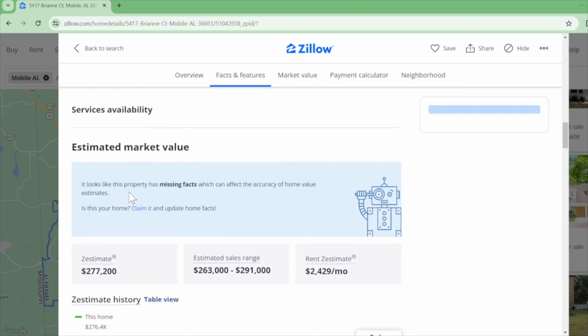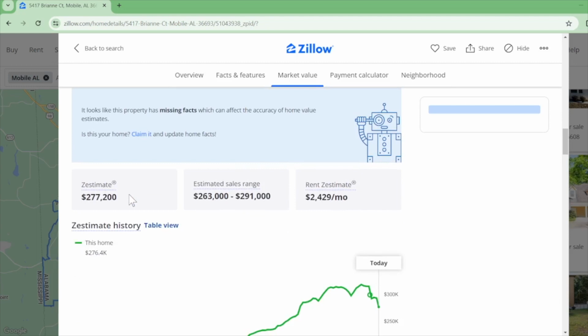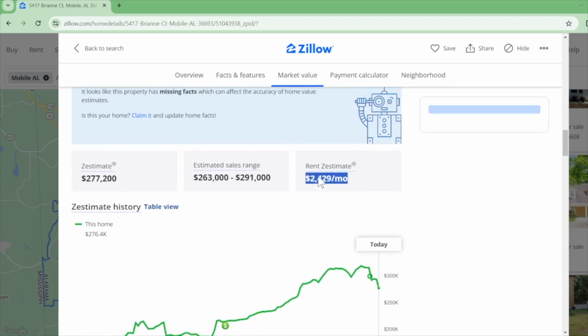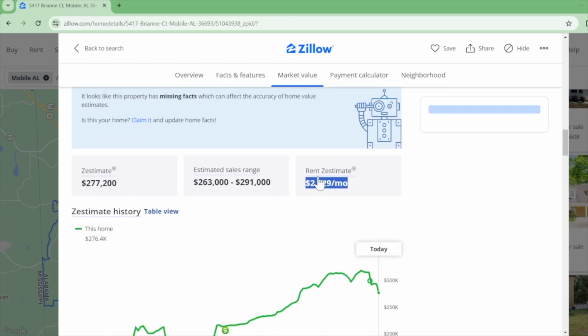The Zestimate. The house is Zestimated, right? Zillow's market value estimate of this house is about $277,000. You could rent it for $2,400 a month. If you were to buy this and rent it as an investment property, you could make some money on this, right? But let's see what the mortgage payment is, right?